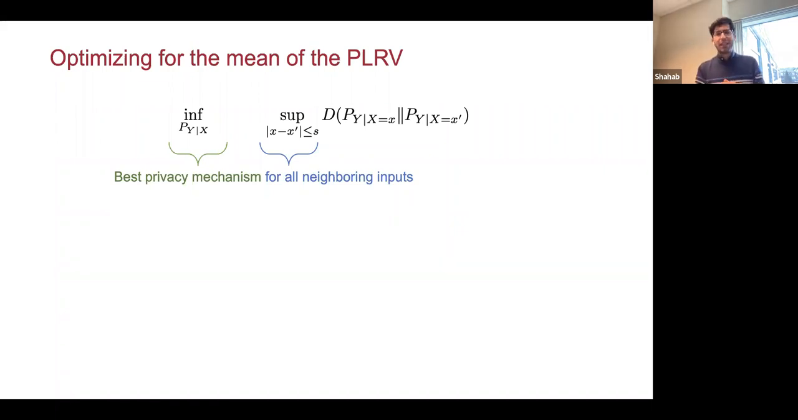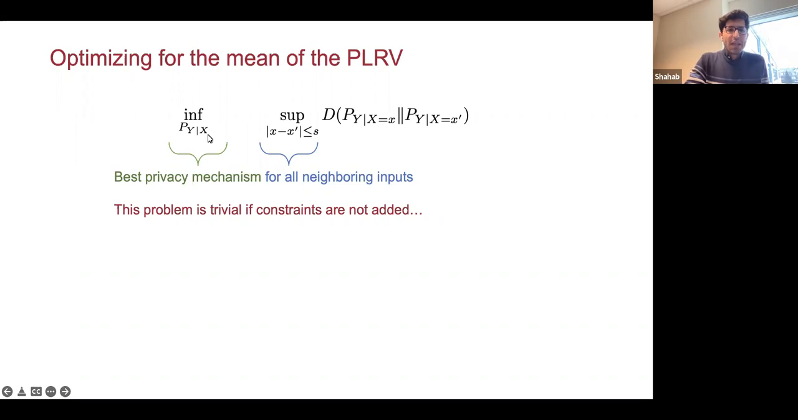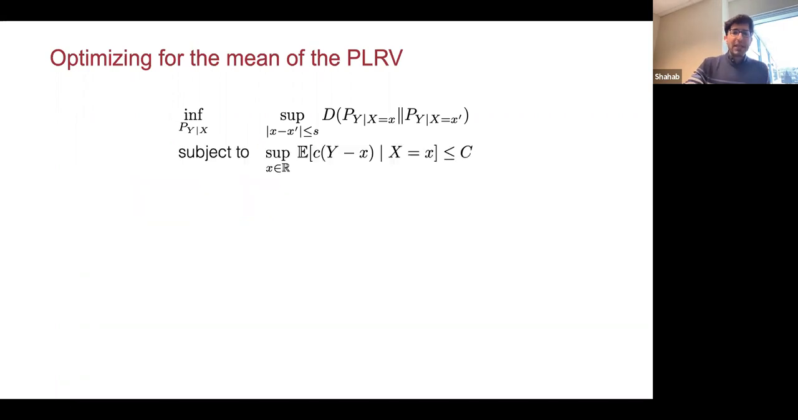But there is no utility here. So without any utility constraint, this optimization is actually very, very trivial. Because if this mechanism makes y and x independent, then this distribution will be exactly the same. So the KL divergence becomes 0, which is the smallest possible value. So it actually minimizes. So we need some notion of utility. And the way that we define the utility is actually something like this.